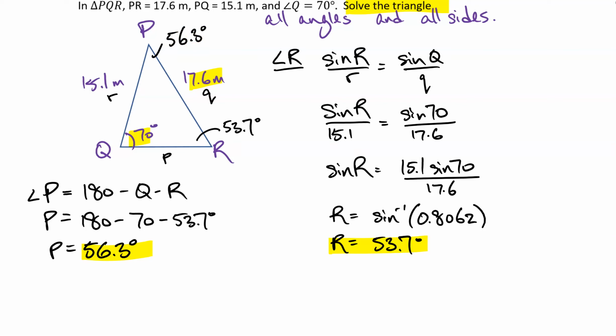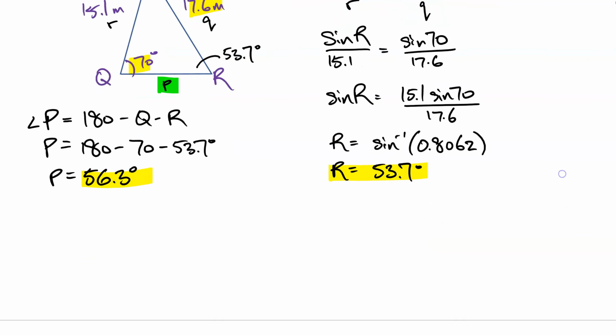Okay, we've got all the angles, check. We've got two sides. We are missing just this one green guy right here, that lowercase p. So let's figure that out, side P.